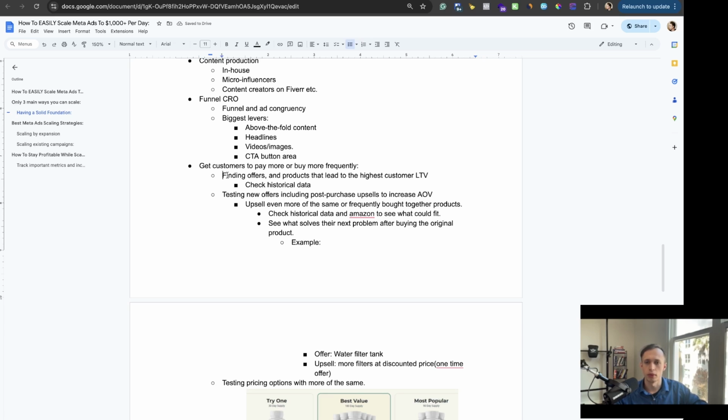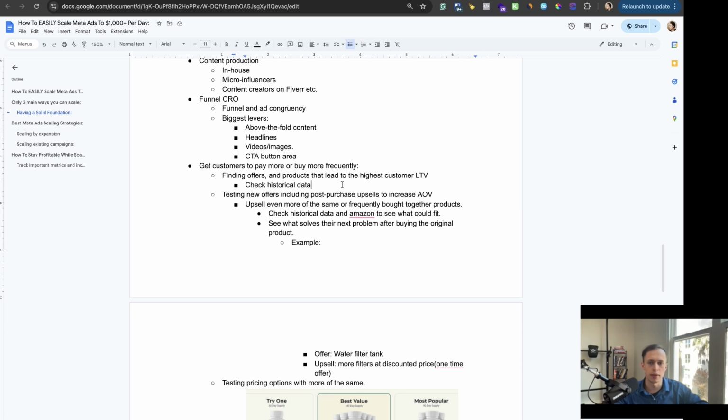So this includes finding offers and products that lead to the highest conversion and the highest customer lifetime value. Here you want to check your historical data, check Amazon, check your competitors' websites, see what products they're selling and what products they're upselling. Mostly this process is probably hidden within email marketing and stuff like that. But you want to check your historical data, and if you have multiple products, see which products get more customers, and what products people buy that lead them to buying again from you.